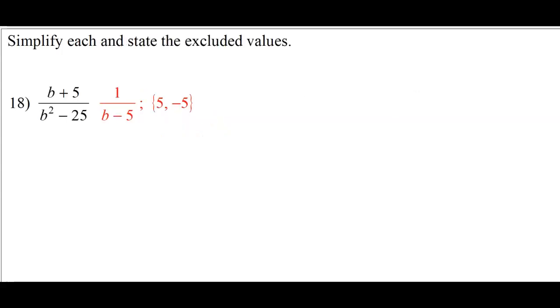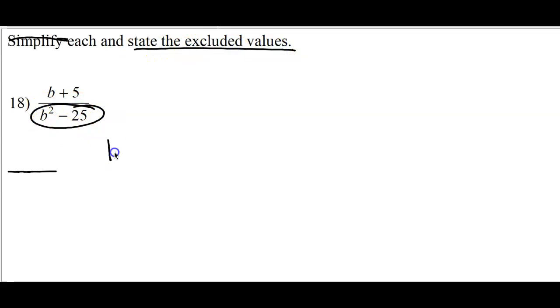All right, 17 and 18. This one's just asking us to simplify. Oh, we don't really need to simplify it. I'm going to cross that off. On your test, all I want you to do is state the excluded values. The excluded values are whatever makes the denominator equal 0. So what we do is we say, okay, well, b squared minus 25 cannot equal 0. Right? And then what we do is we factor it.